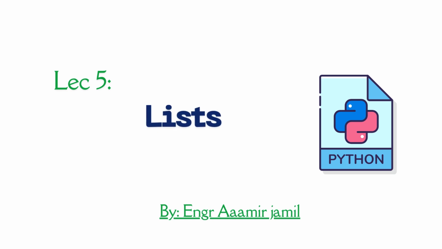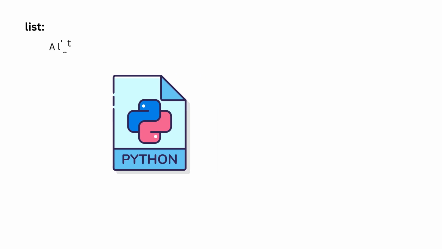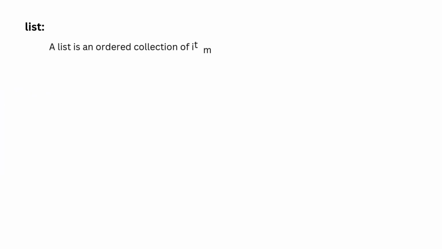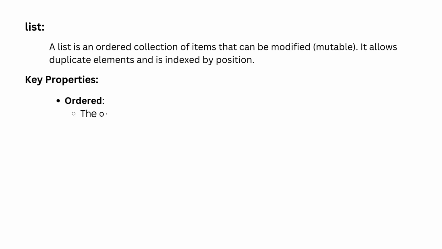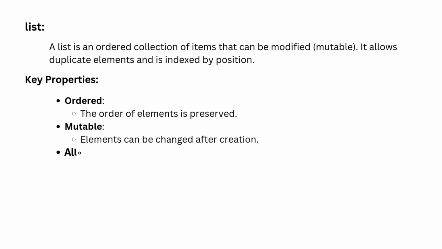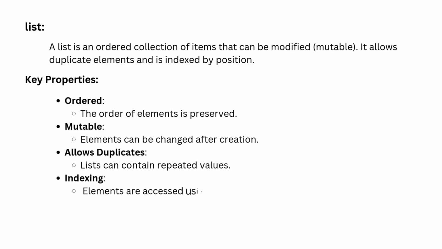Lecture 5. Lists. A list is an ordered collection of items that can be modified, mutable. It allows duplicate elements and is indexed by position. Key properties. Ordered, the order of elements is preserved. Mutable, elements can be changed after creation. Allows duplicates, lists can contain repeated values. Indexing, elements are accessed using their position, zero-based index.